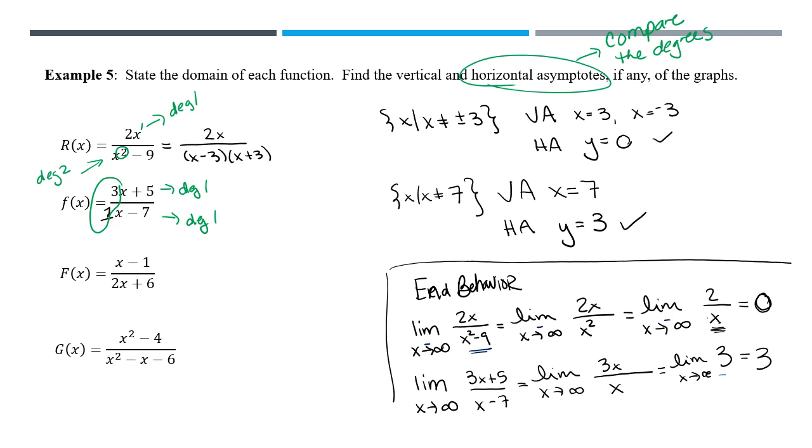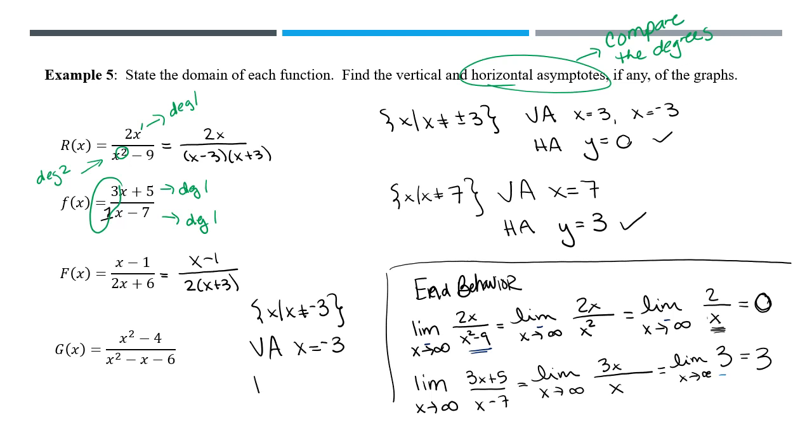Okay, so moving on to the next one, capital F of x is equal to (x minus 1) divided by (2x plus 6). To find the domain, we factor the denominator. So the domain will be everything except for -3. The numerator can't be factored, it's just x minus 1. Nothing cancels, so that tells me that the number that's been taken out of the domain will be a vertical asymptote of the graph. So x equals -3 is the vertical asymptote.